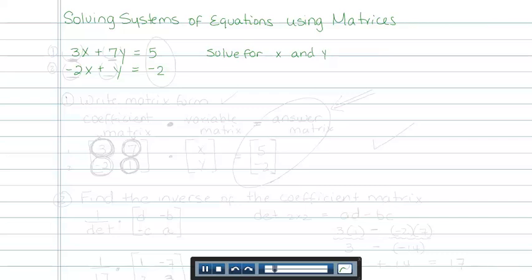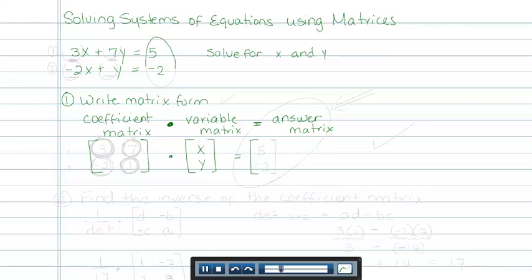The first thing you're going to do is build the matrix form. That involves writing a coefficient matrix, times a variable matrix, which will give you an answer matrix. Since this is two equations, this is going to be a 2 by 2 matrix. The variable matrix is always a 2 by 1. The two variables that we're interested in are x and y. And the answer matrix is going to be this right here, 5 and negative 2.